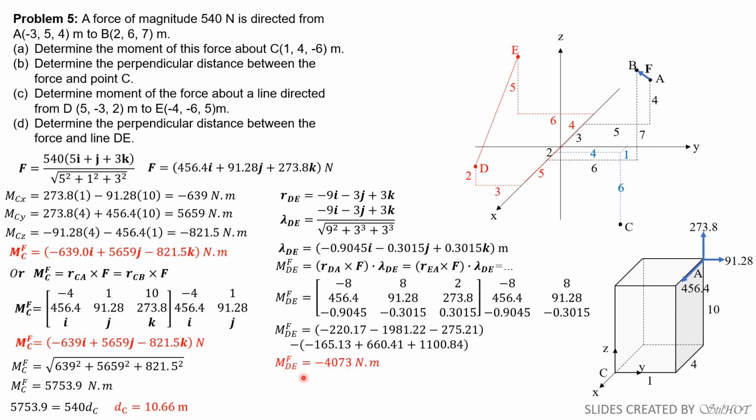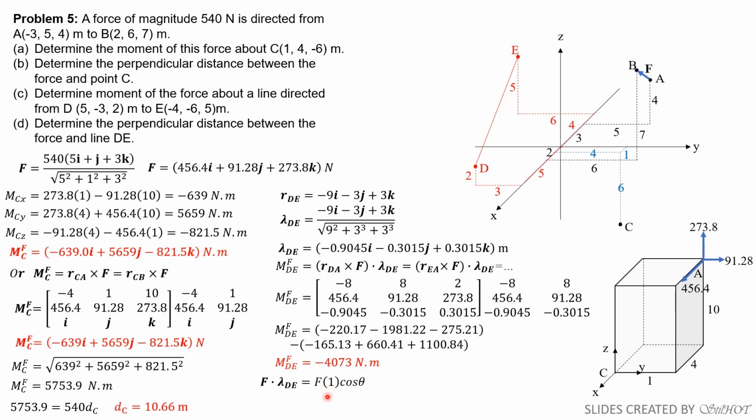the moment is scalar negative 4073.0 Newton meter. So the reason why the moment of the force about DE is negative is if you position your right thumb towards DE, the sense of moment for it to be positive would be that you curl your four fingers. So this is the tail, this is the arrowhead. That's the positive. But obviously in this case, it's the opposite. It's like that. So that's why the moment is negative.